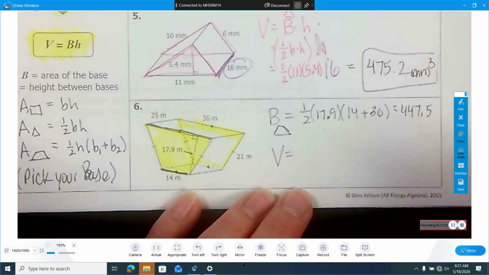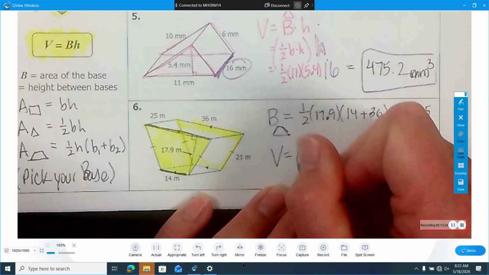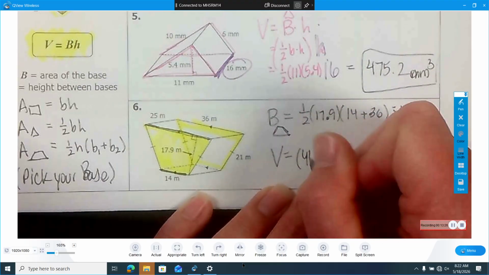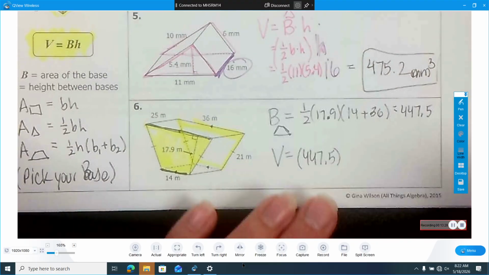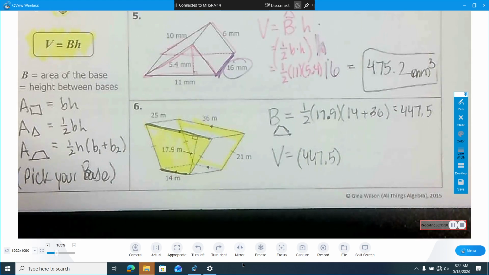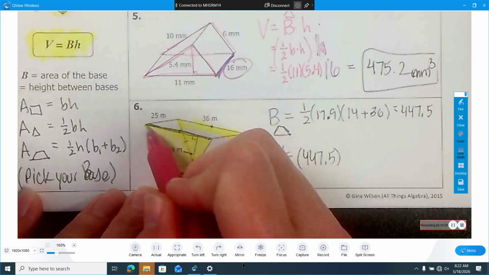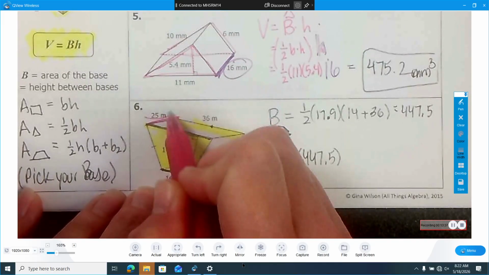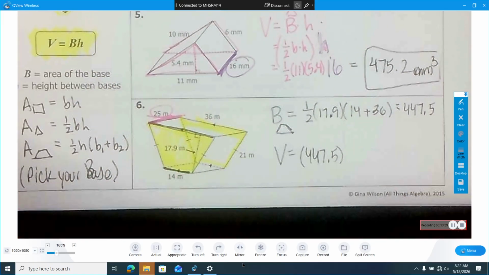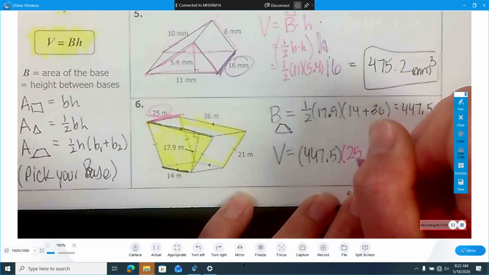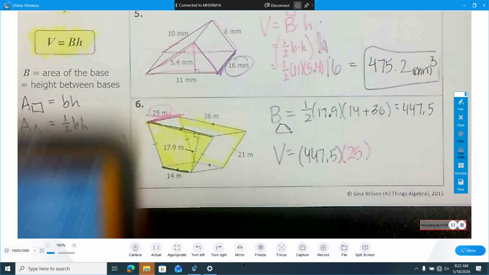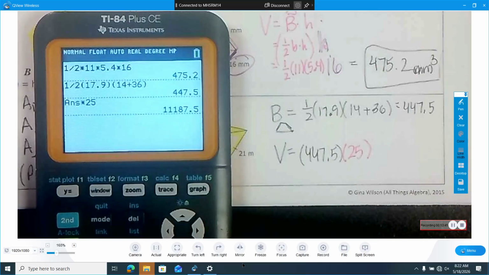And then if I want volume, it is that area of the base, 447.5, times the height. What's the height between the bases? Yeah, and again, that's the height between the bases, the distance between the bases. So times that by 25, and you're good to go.